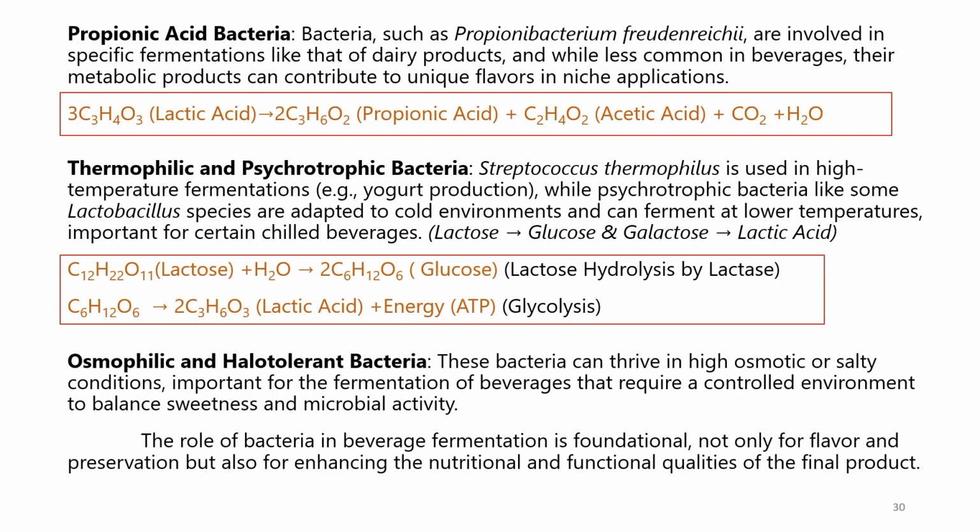So, you have lactic acid broken down into propionic acid and acetic acid with the release of carbon dioxide and water. Then we have the thermophilic and psychrotrophic bacteria like Streptococcus thermophilus, which is used in high temperature fermentations, for example yogurt production, while psychrotrophic bacteria like some Lactobacillus species are adapted to cold environments and can ferment at lower temperatures, which are important for certain chilled beverages where lactose is converted to glucose and galactose and then finally lactic acid.